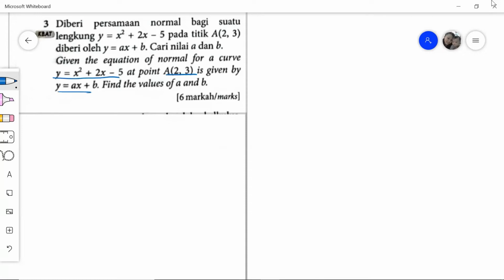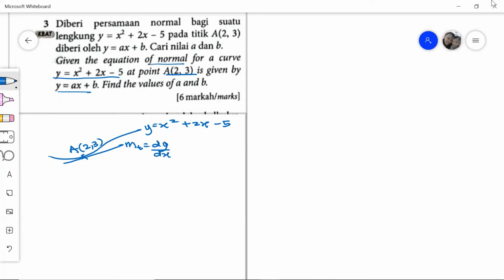So that's my habit to arrange my information if it involves the gradient of tangent or normal. So we mark down the equation of the curve, y equals x squared plus 2x minus 5. And then I will definitely mark down my tangent. And then the point given, (2, 3), and then the gradient of tangent, always remember it is given by dy by dx. Any other things?